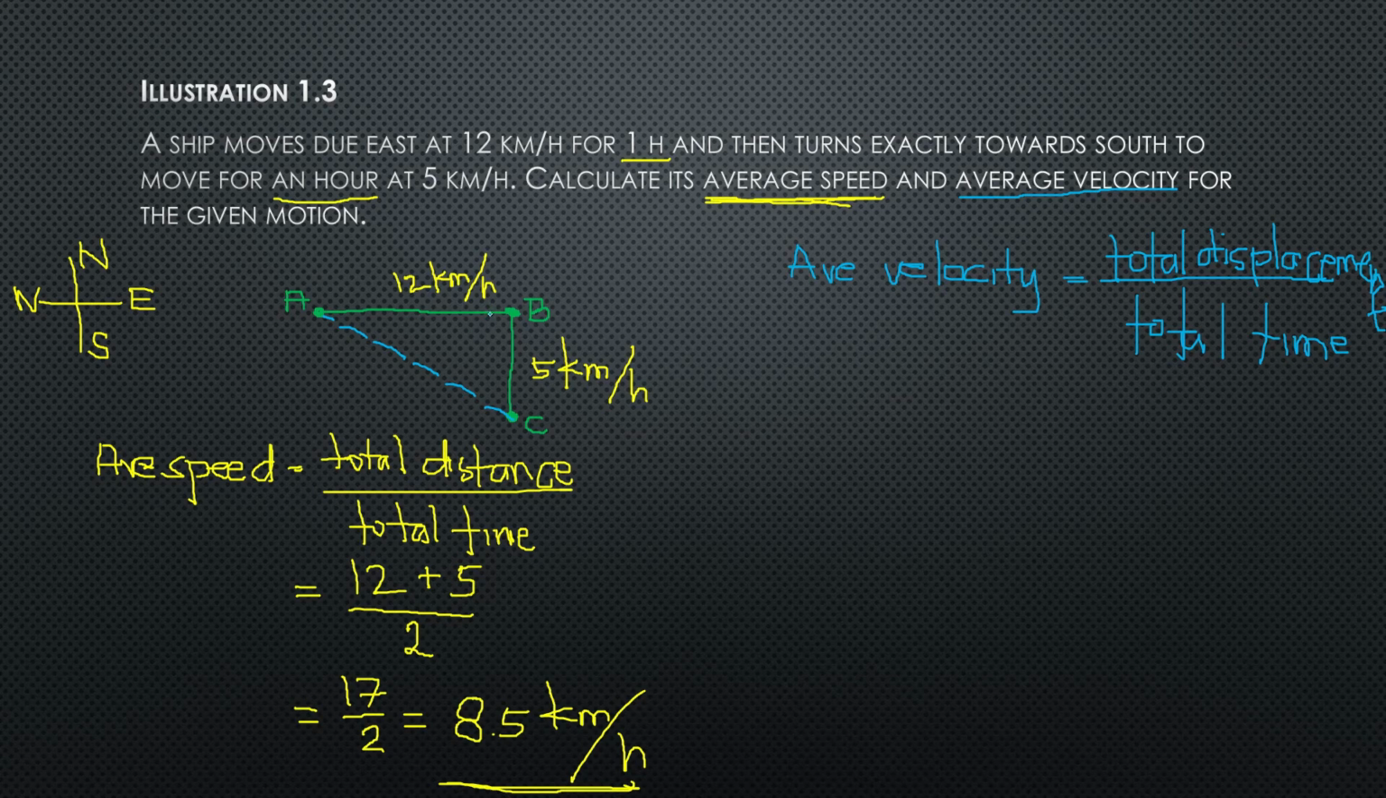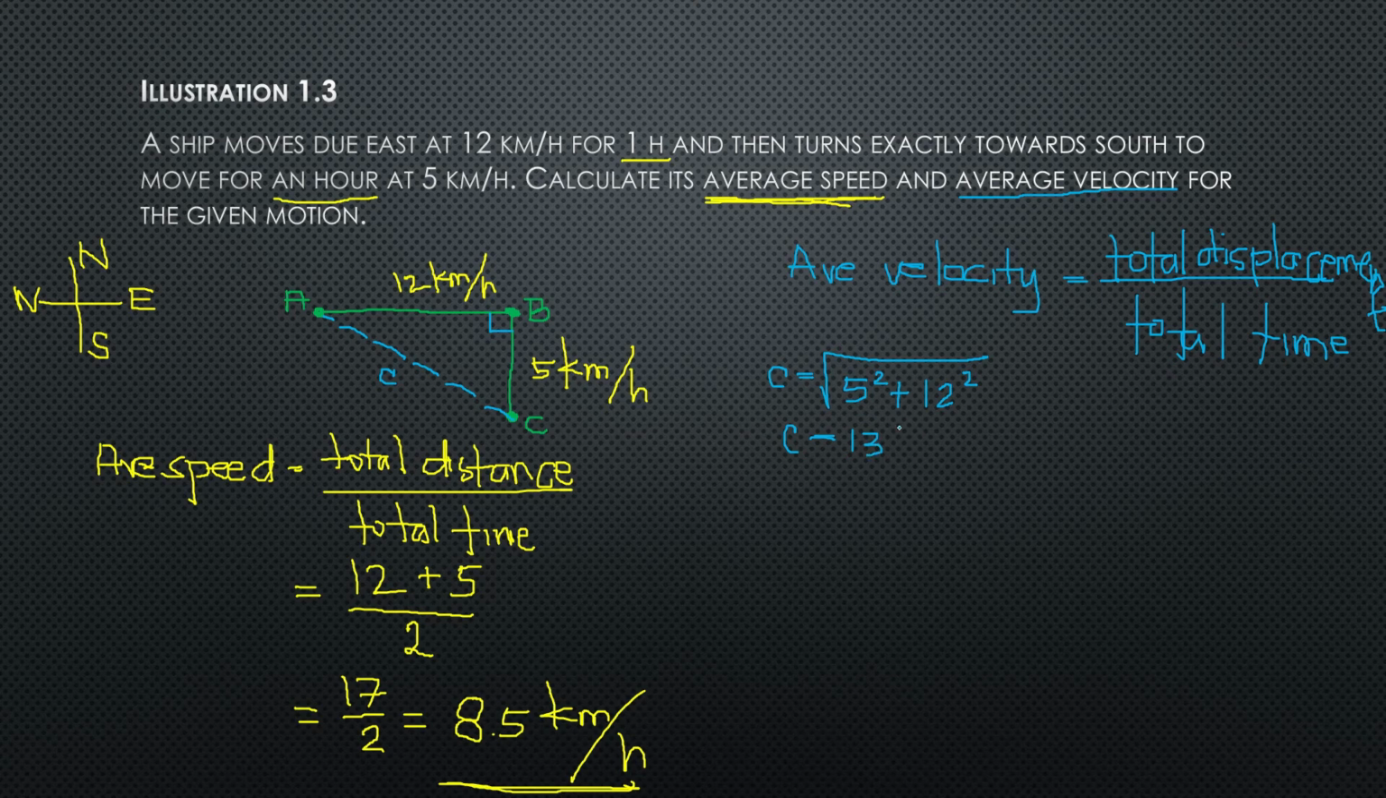So this is a right triangle. How are you going to solve for distance AC or displacement? By Pythagorean theorem. Let's say this is the hypotenuse side. So that is hypotenuse, 5 squared plus 12 squared. So the hypotenuse will be how many? 13.